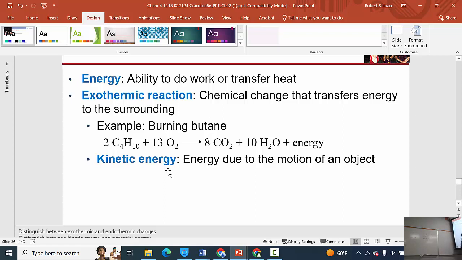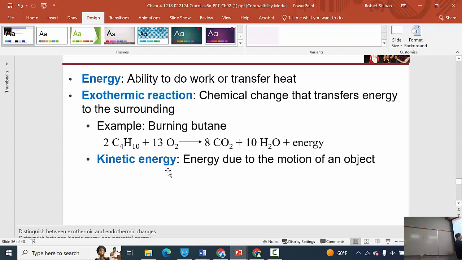Potential and kinetic. This has higher potential energy. This has lower potential energy. Butane is very flammable, so this is an unstable mixture here. What we want to do is keep the kinetic energy the same. So we start off at 25 and we end at 25, even though this is going to get very hot because this is going to be a flame.